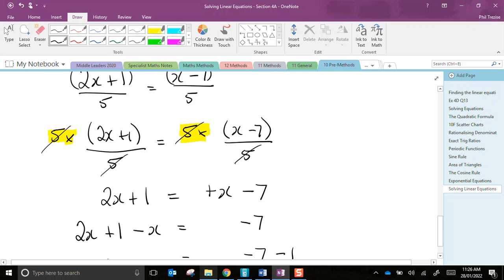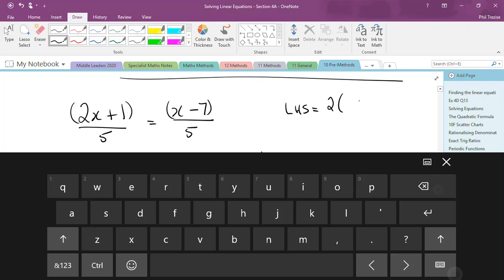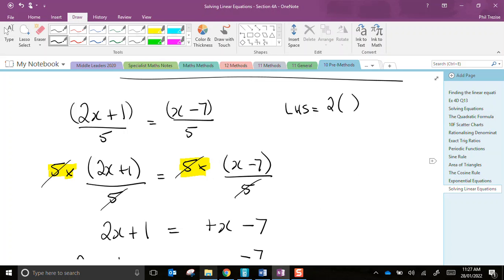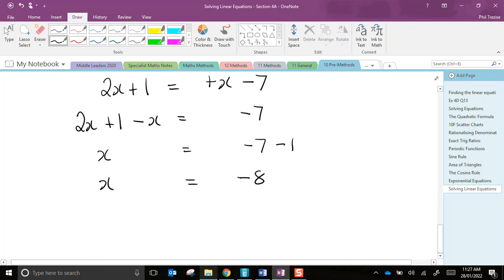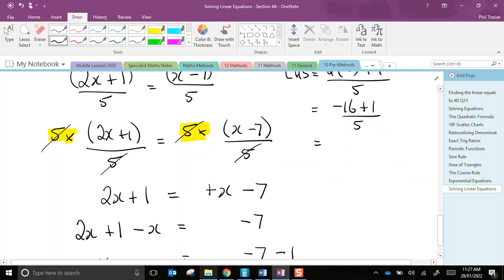Once again, we will double check this expression. Now because this original formula is a little bit more complicated, I'll have to do the left and right hand side as two separate steps. So I have 2 by x, plus 1 divided by 5. Now what did we think x was? We thought negative 8, didn't we? So 2 by negative 8 is negative 16, plus 1, divided by 5. Negative 16 plus 1 is negative 15, divided by 5, and that's negative 3.